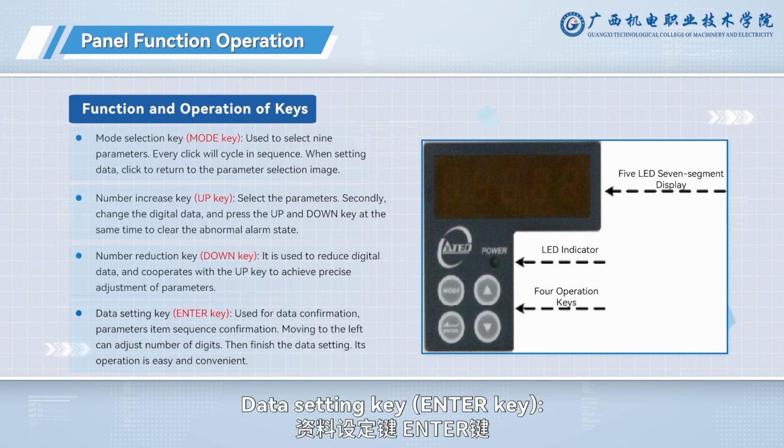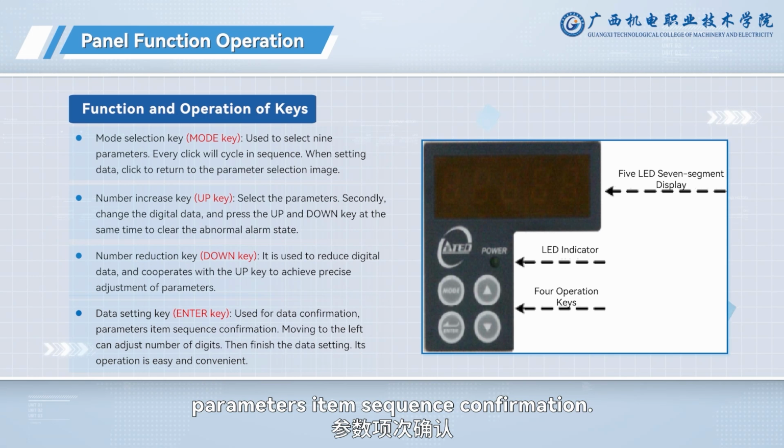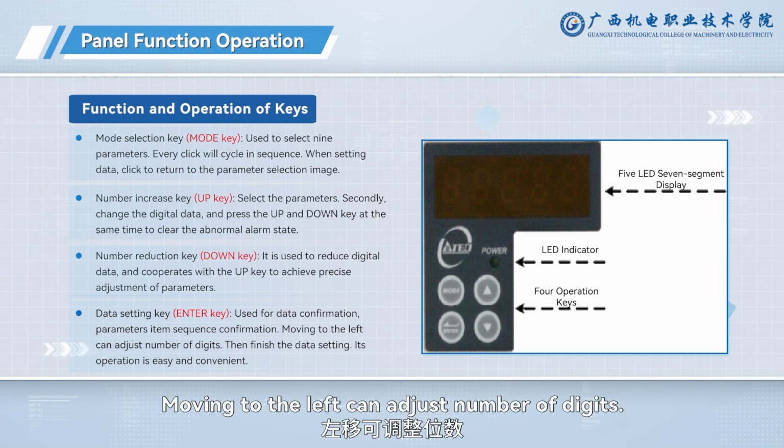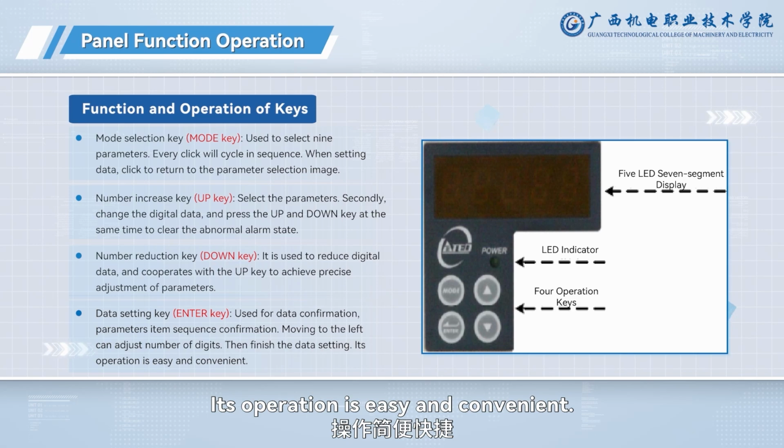Data setting key, enter key used for data confirmation, parameter item sequence confirmation. Moving to the left can adjust the number of digits. Then finish the data setting. This operation is easy and convenient.